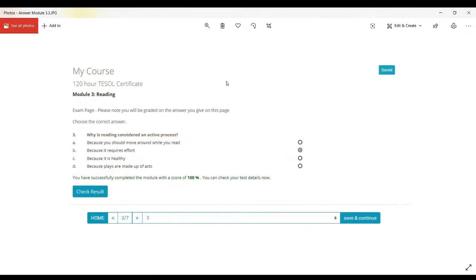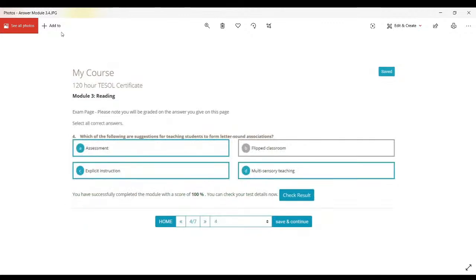Number 3, why is reading considered an active process? There's only one answer, which is letter B. It is an active process because it requires effort. Kailangan naman talaga ng effort sa pagbabasa. So check result, save, and continue.